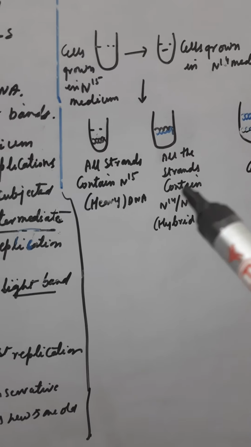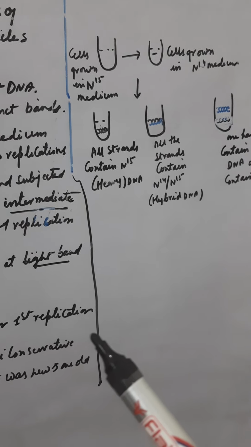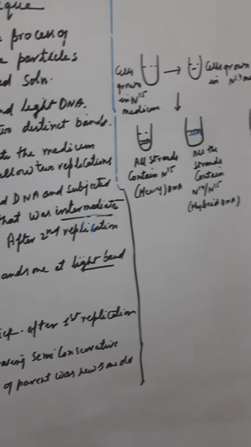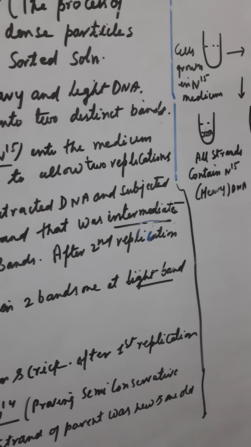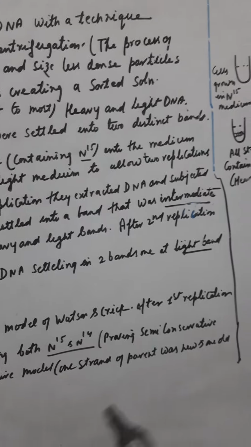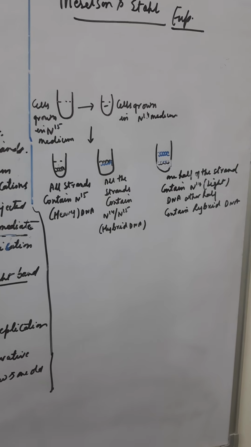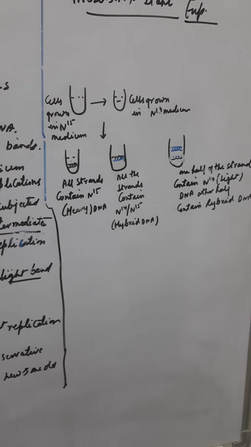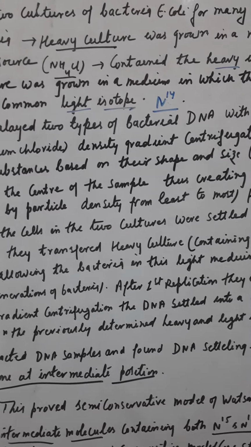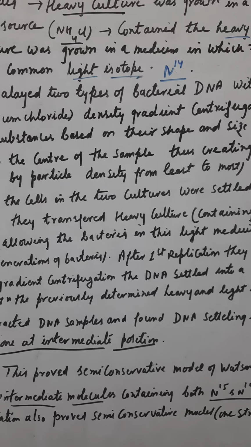There were intermediate molecules containing both N15 and N14, proving the semi-conservative model of replication. And the second replication also proved the semi-conservative model. One strand of the parent was new and one was old. So this semi-conservative model was proved by Meselson and Stahl.